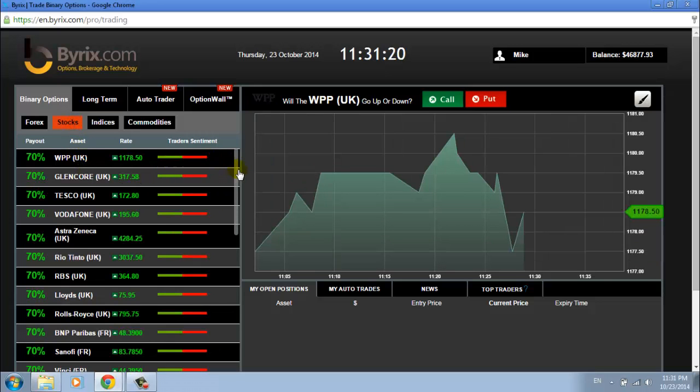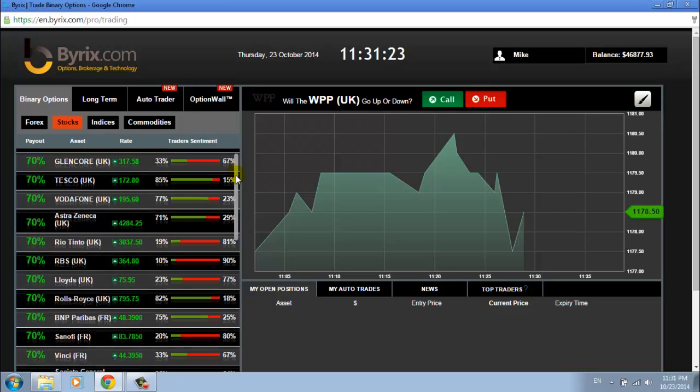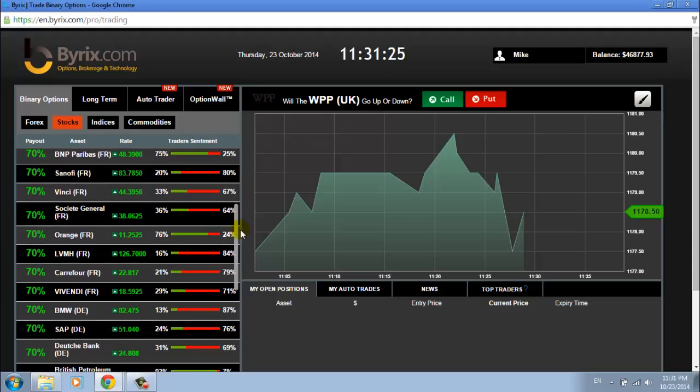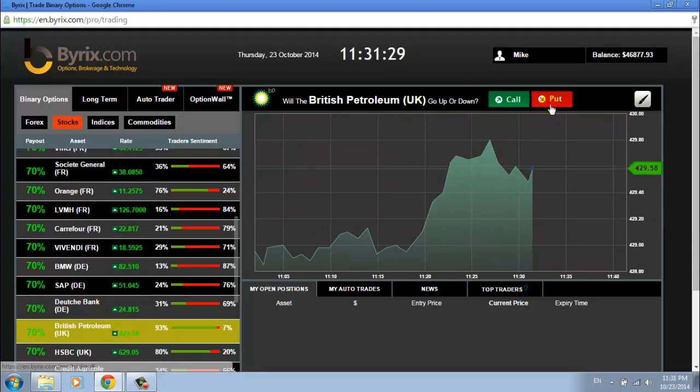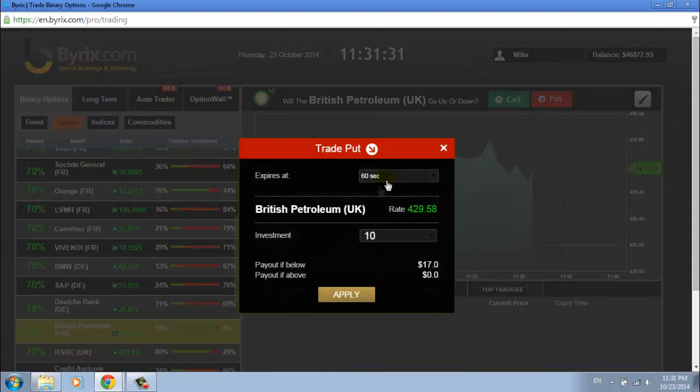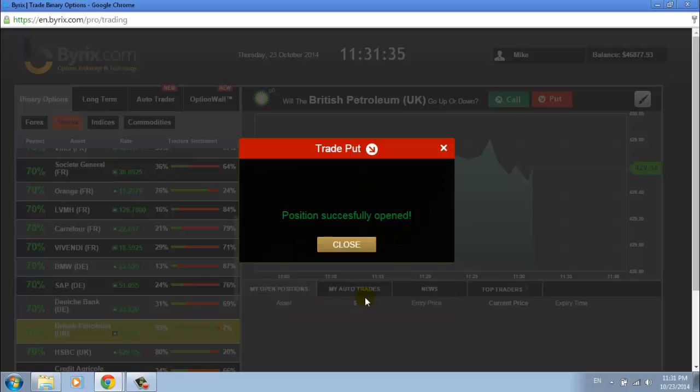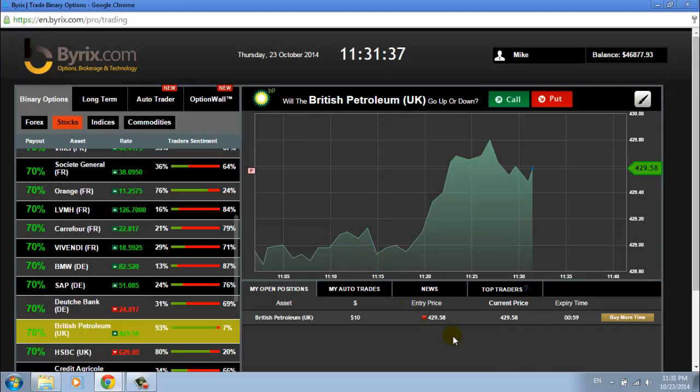So now we need to look in the platform to see where British Petroleum is. So we're going to scroll down. There is a big list here. There we go, British Petroleum. And now we click on the red button, just like it said in the tool. So 60 seconds, $10 investment is already set up as a default. Click apply and we are on.